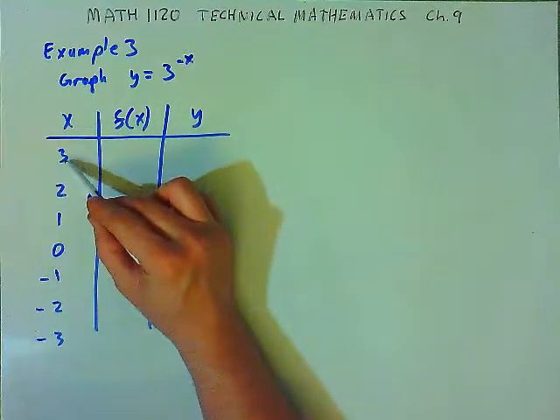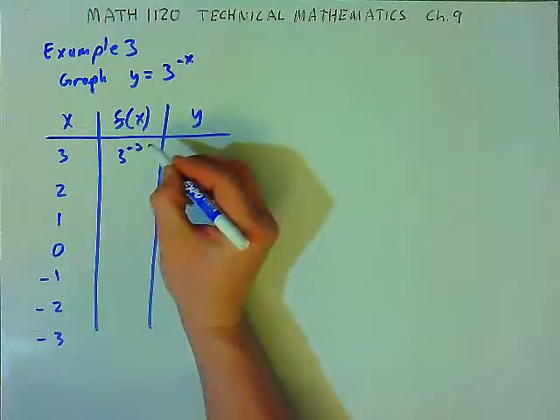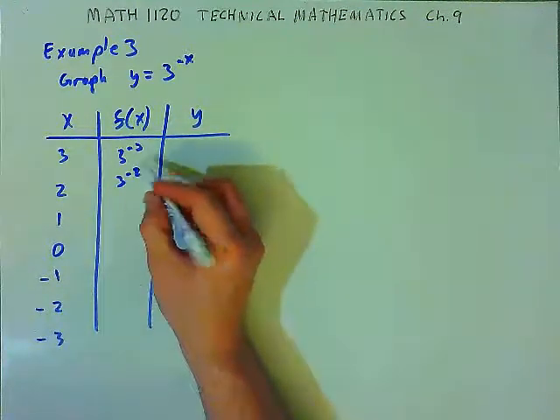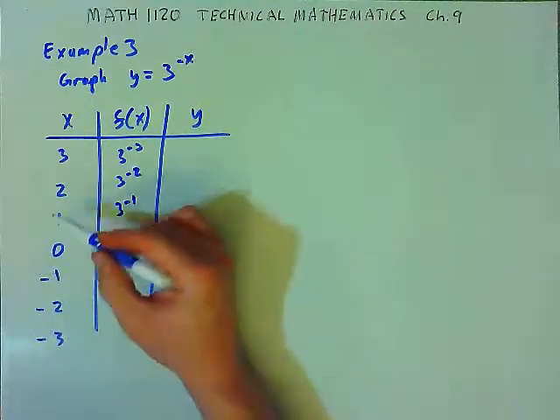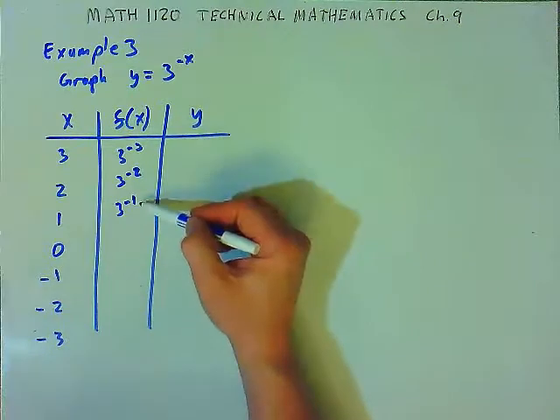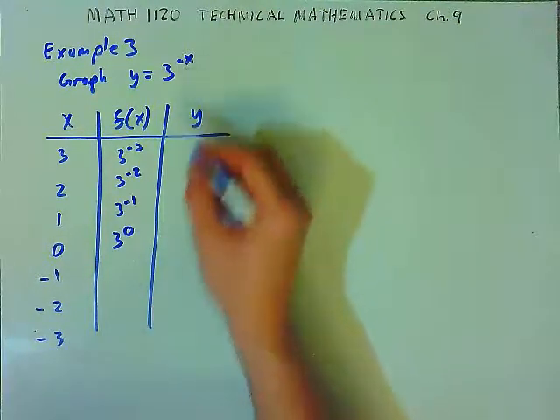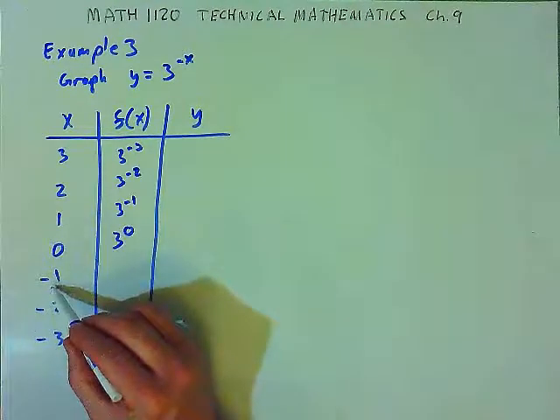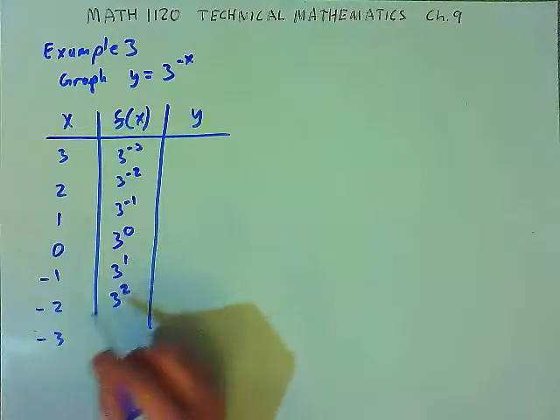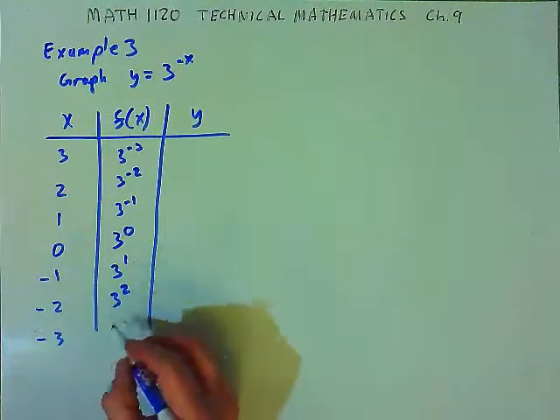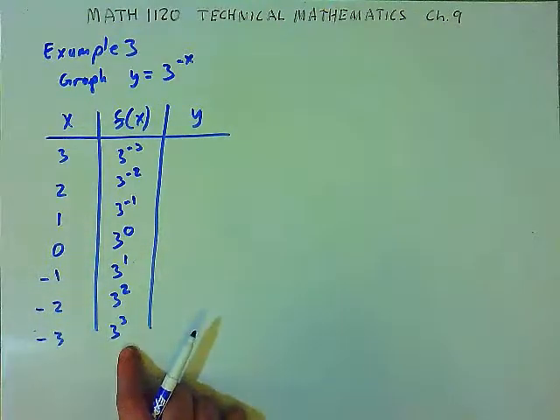So if x is 3, then negative x is -3. This will be 3 to the -3 power. This will be 3 to the -2 power, right? If x is 2, negative x will be -2. 3 to the -1, again, because if x is 1, negative x is -1. This would be 3 to the 0, so 0 can't be negative. We don't need to put a negative in front of 0. If x is -1, then negative x must be +1. If x is -2, negative x will be +2. And if x is -3, negative x will be +3.